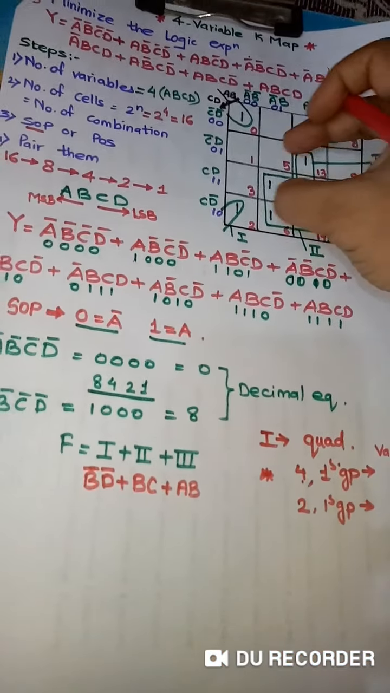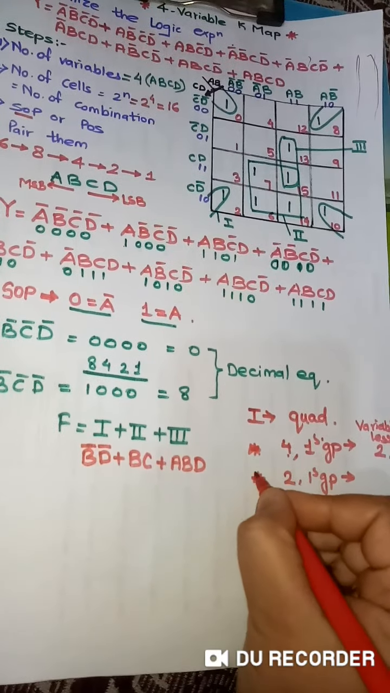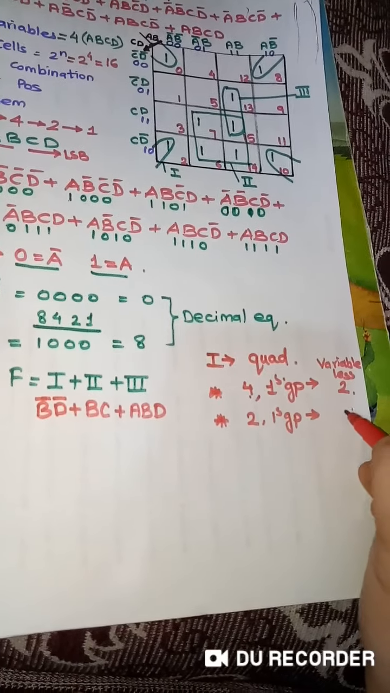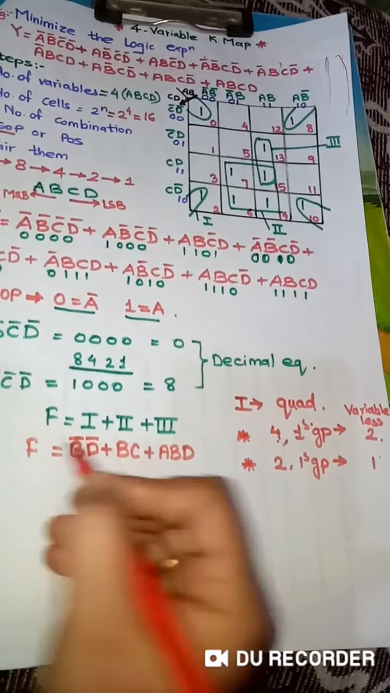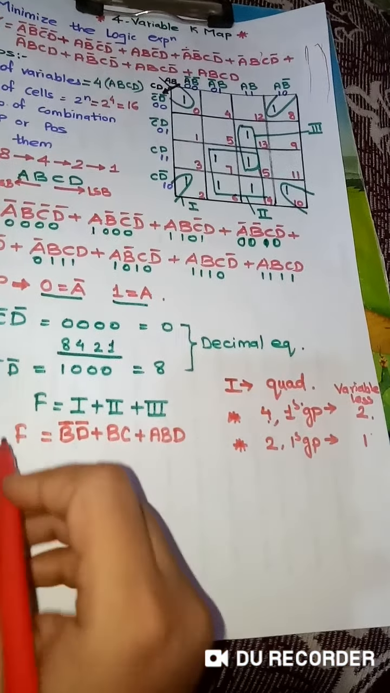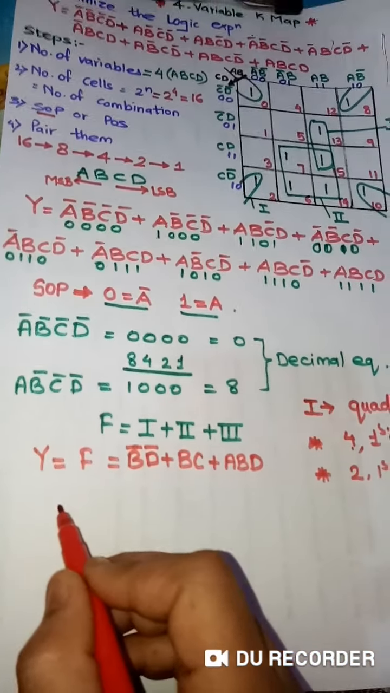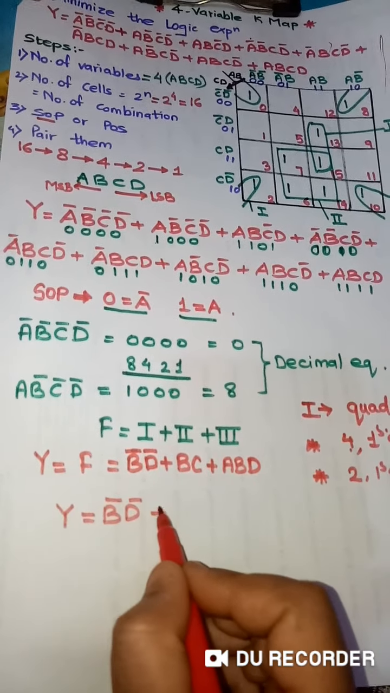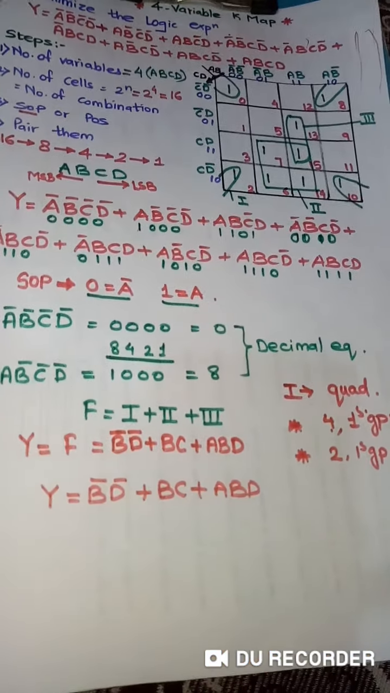And we'll now check the LSB. LSB is C bar D and CD. What is common? D is common. So we'll write D. So for group of 2 ones, how many variables become less? 1 variable becomes less. So we have here 3. Okay, so this is the minimized equation of this particular formula, or you can write it as f is equal to, or whatever, y is equal to this particular equation I get, and so I can write it that y is equal to b bar d bar plus bc plus a b d.